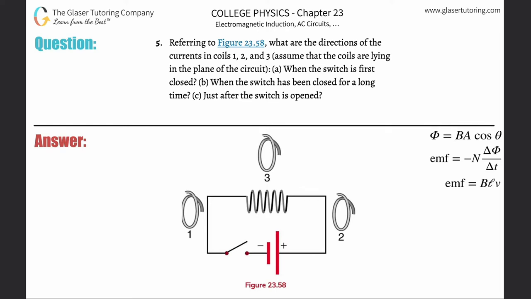Number 5, referring to figure 23.58, what are the directions of the currents in coils 1, 2, and 3? Assume the coils are lying in the plane of the circuit. Letter A, when the switch is first closed. So here's the switch. When that switch is brought down and it closes, there is a current that is able to flow from positive to negative. Okay, now that direction will be important.